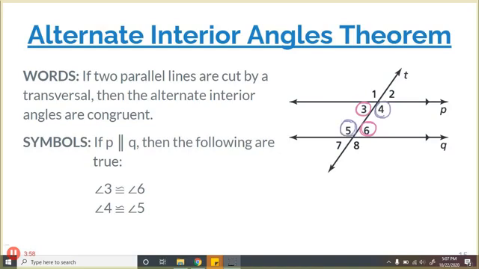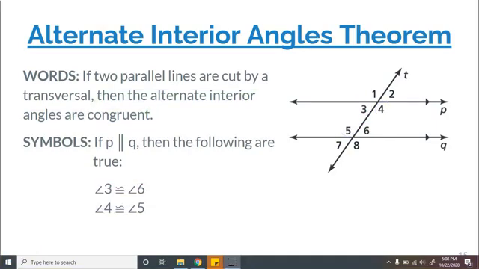Just like the last one, if the lines are parallel, then the alternate interior angles are congruent. So that means that angle 3 is the same measure as angle 6 because they're congruent. And also 4 and 5 are congruent, so they are the same measure as well.